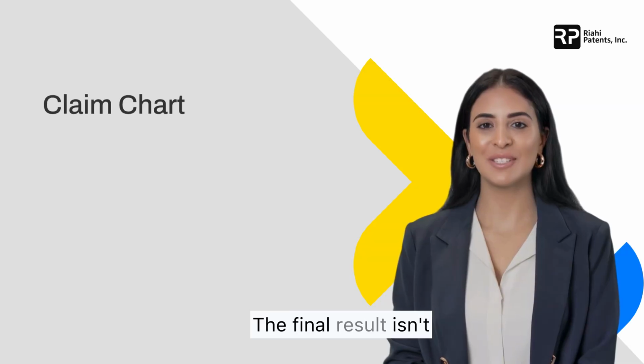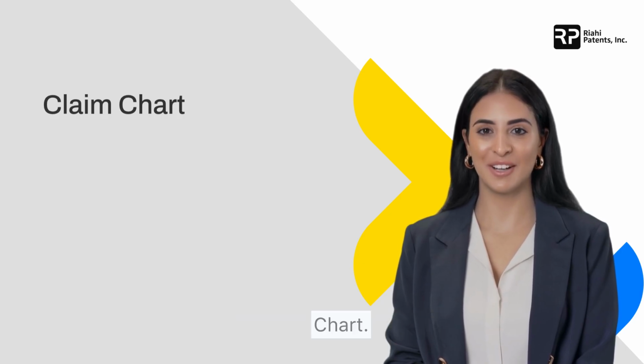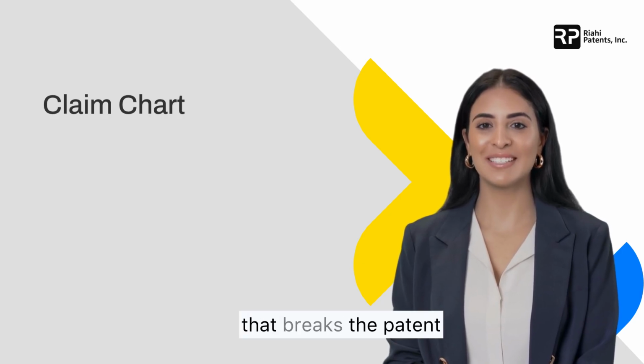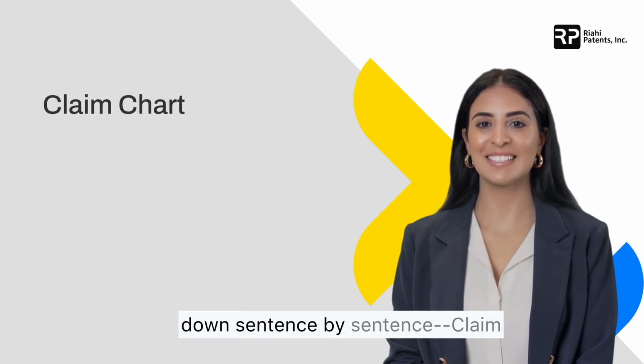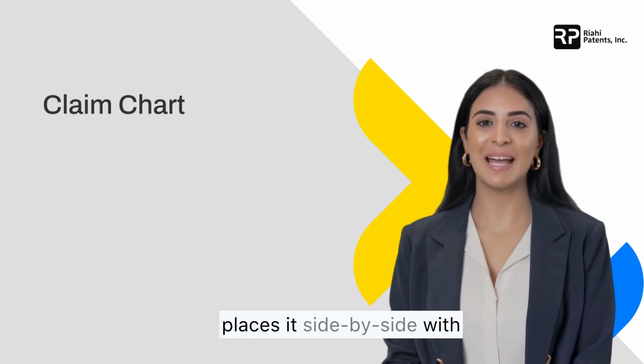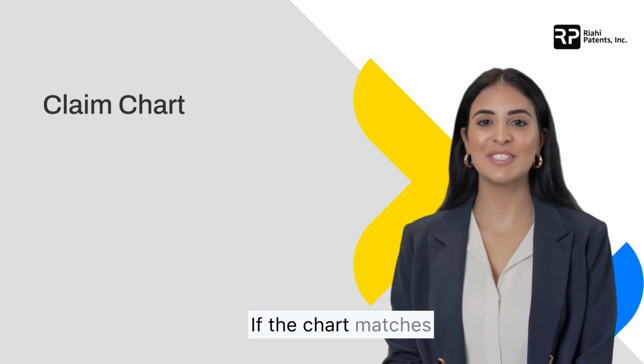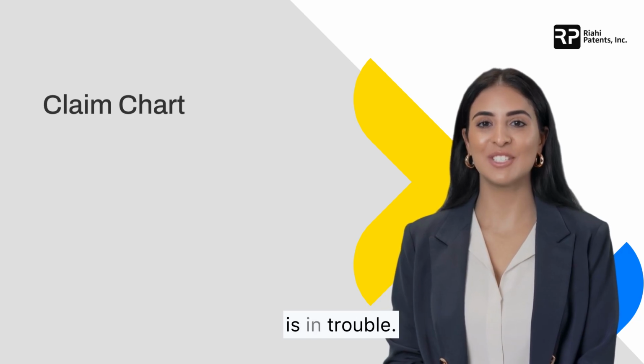The final result isn't just a list of links. It is a legal weapon called a claim chart. This is a document that breaks the patent down sentence by sentence, claim 1, claim 2, etc., and places it side by side with the text from the old documents found. If the chart matches up perfectly, the patent is in trouble.